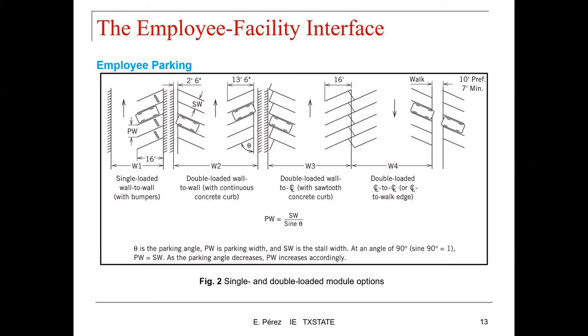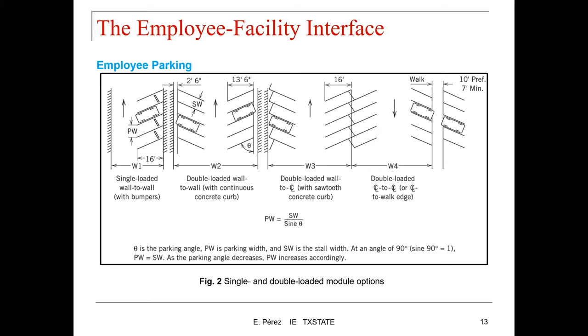If you move to W2, now you have two lines of cars and an aisle in between. As you can see, the space required for a W2 module is greater in terms of the width than a W1, because again, W1 has only one line of cars. But also in W1, we have a wall-to-wall design, meaning that the cars are facing a wall, which is not always the case. W2 is also double loaded wall to wall.